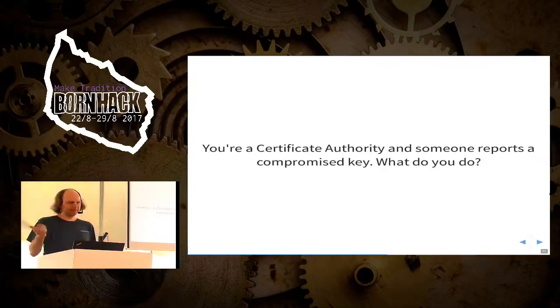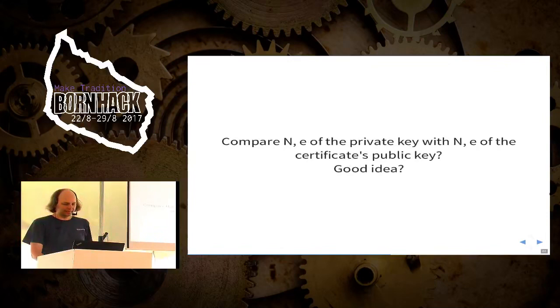So if you're a certificate authority and someone reports a compromised key, saying here, under HTTPS www something private key, there's a private key and it belongs to the certificate. So yeah, you could compare this N and E from the private key and the public key. Do you think this is a good idea? Some are shaking their heads.